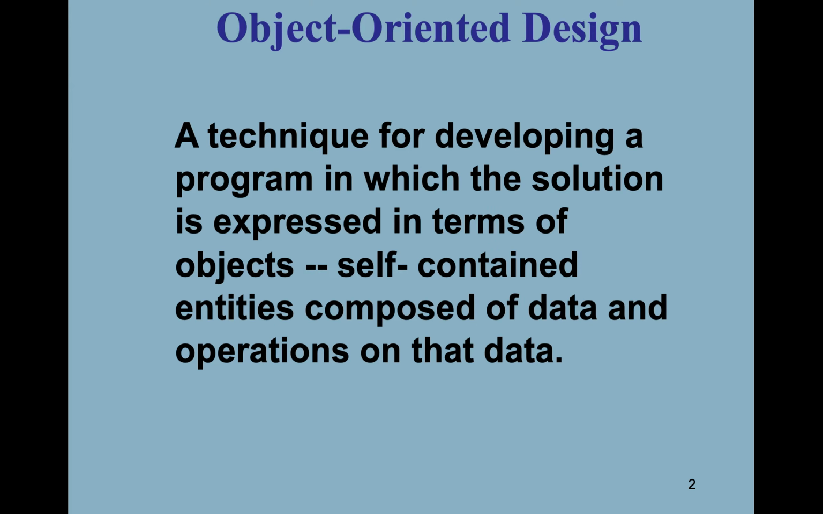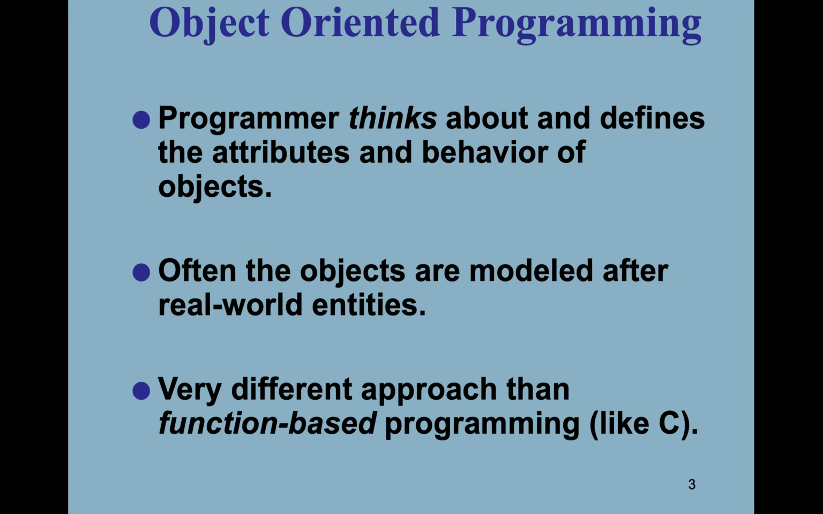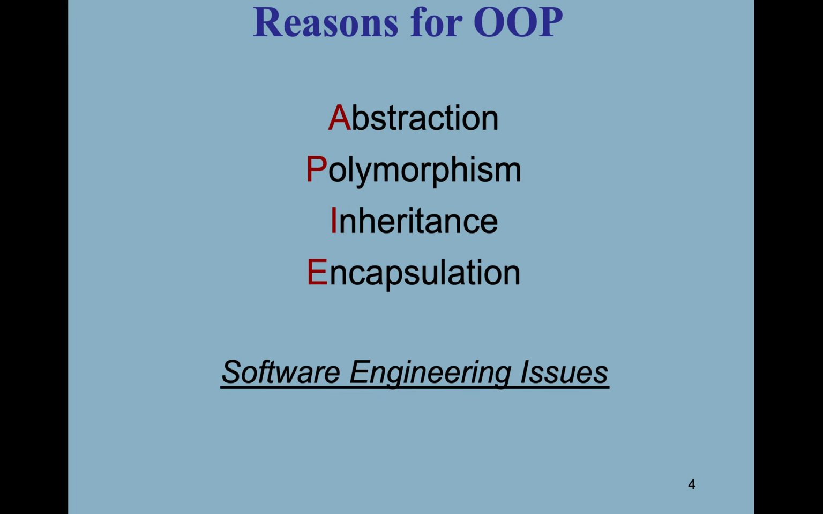Object-oriented design is a technique for developing programs in which the solution is expressed in terms of self-contained objects. We all know that, hopefully, because we've all taken object-oriented programming classes before. So the programmer thinks about and defines attributes and behaviors for objects, and often the objects are modeled after real-world entities. And UML, Unified Modeling Language, is modeling what you're thinking. So it's a very different approach than function-based programming in C or C++.